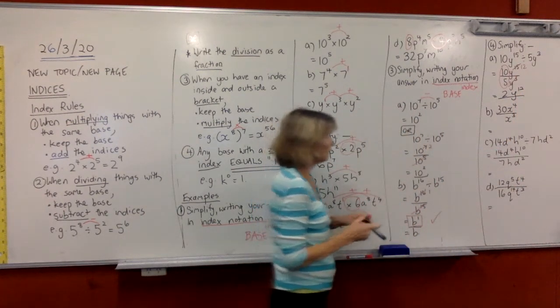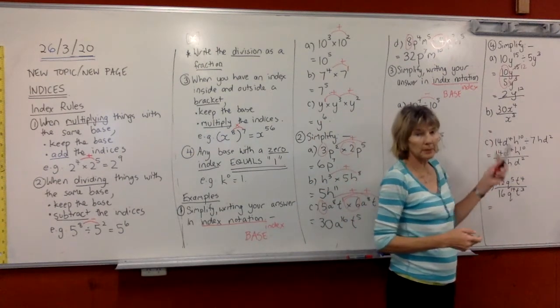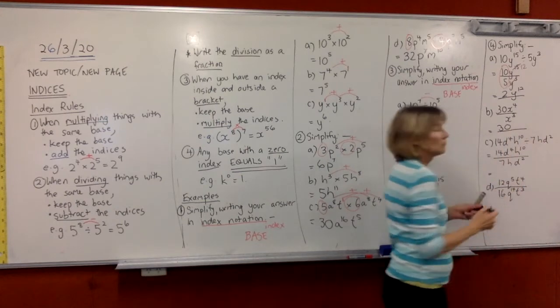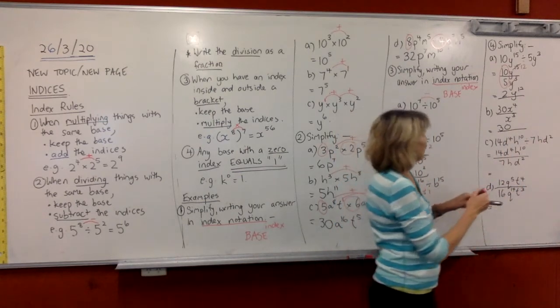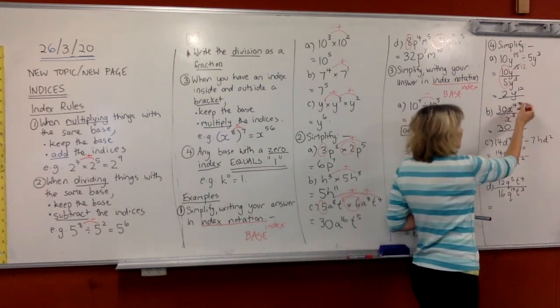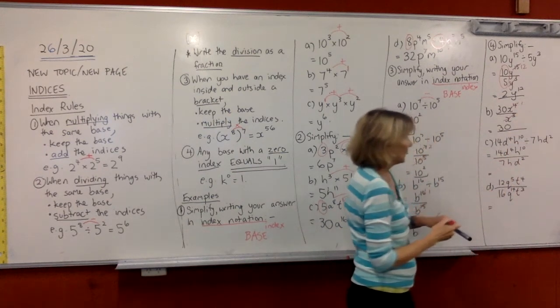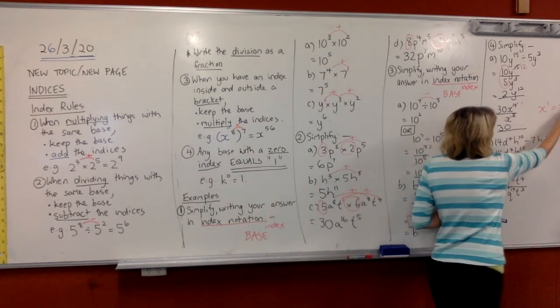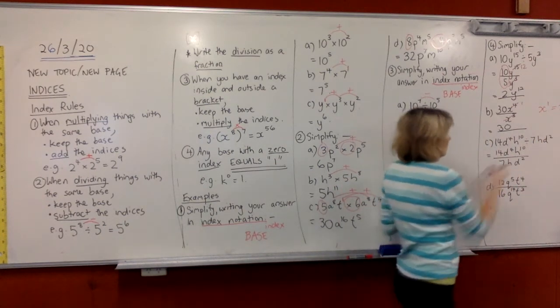The next question, there's nothing to do with the numbers. The 30 is just going to stay there on the top because there's no other number there. Then we're going to do our crossing out. Cross out 3 of those x's, and 3 up here will leave you with 1. And x to the power of 1, remember, just is x. So we're going to just write that straight away as an x.